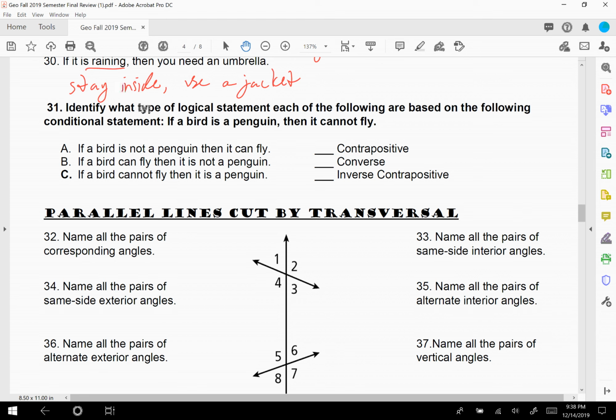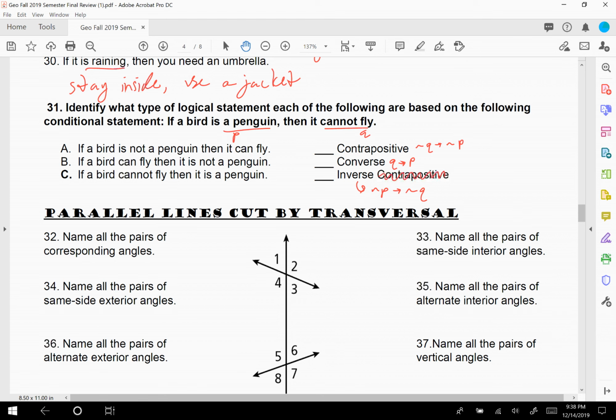Number 31 says identify what type of logical statement each of the following is, based on the following conditional statement: if a bird is a penguin, then it cannot fly. So "is a penguin" is the hypothesis, and "cannot fly" is the conclusion. The contrapositive is not Q, then not P. The converse just switches, it's Q then P. And then the inverse is not P, then not Q.